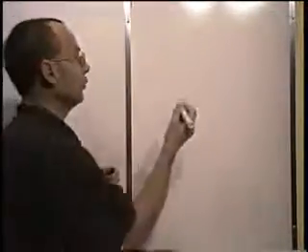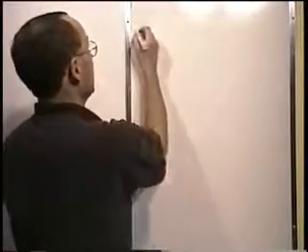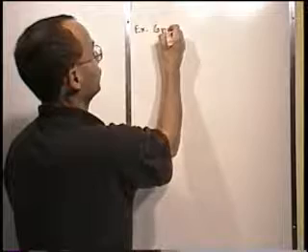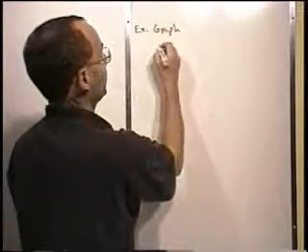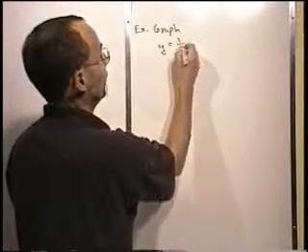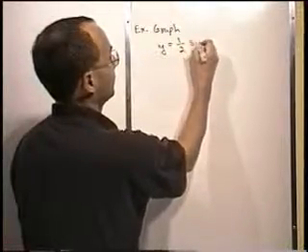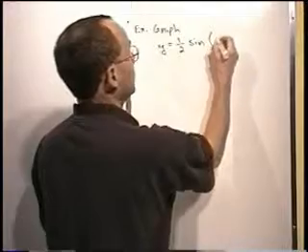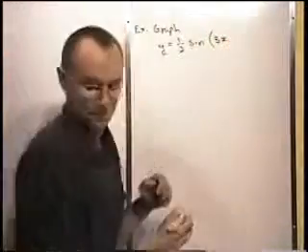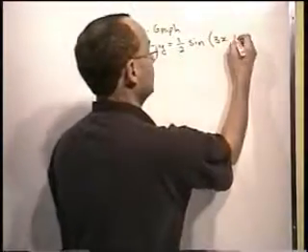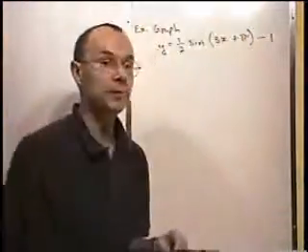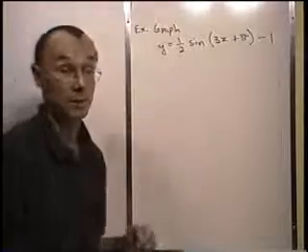The first example I'm going to look at will involve all of the possible transformations. What we want to do is graph the following: y equals 1/2 times sine of (3x plus pi) minus 1. So we have a little bit of everything happening in this example.